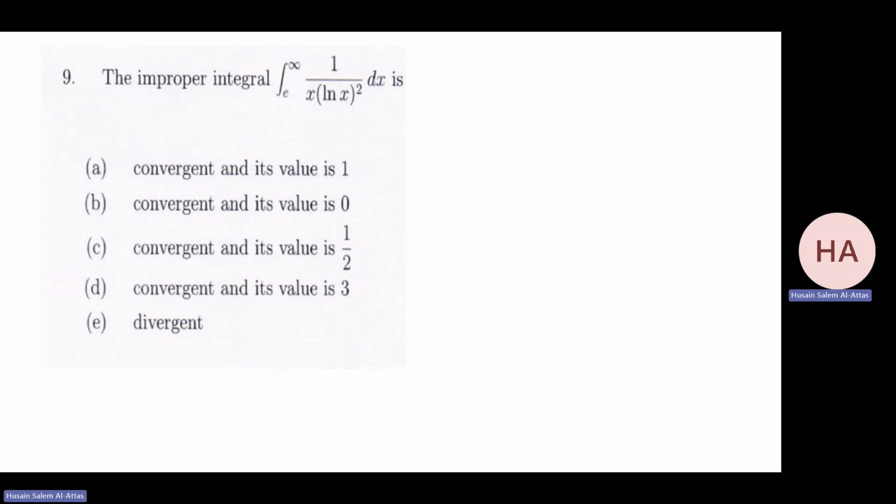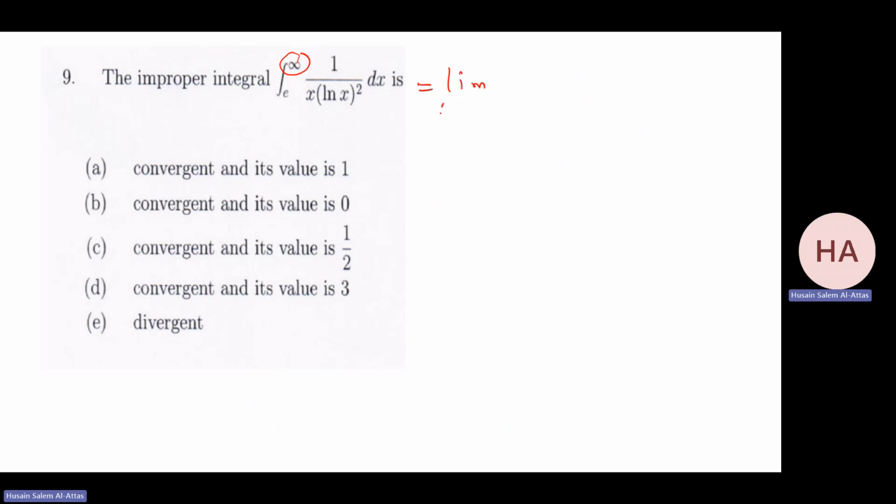This improper integral, we have a problem with what? We have no problem with the infinite discontinuity at 0 and at 1, because we start from e, which is more than that. So I'm concerned only about the infinity. If ln x is 0, then x equals 1, but I'm starting from e. So we have no problems.